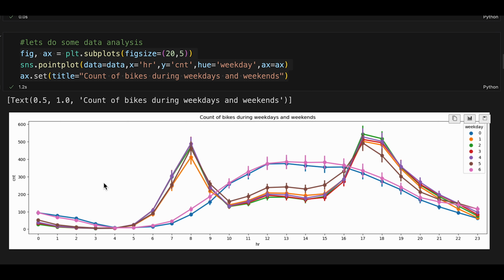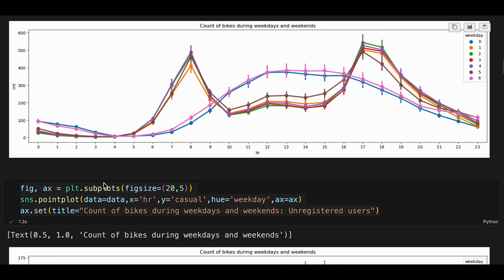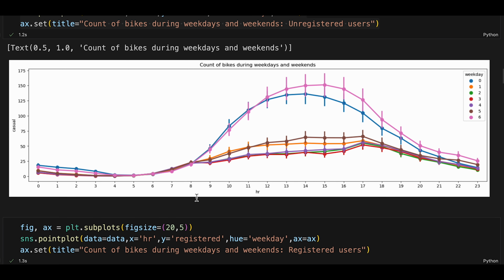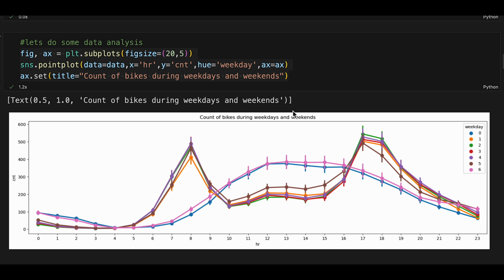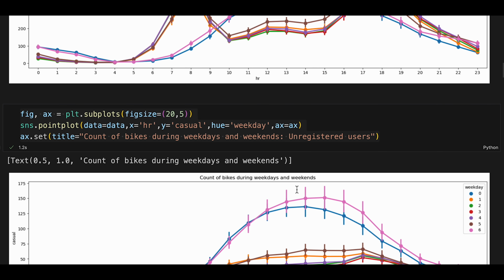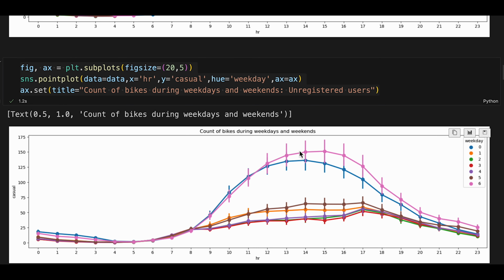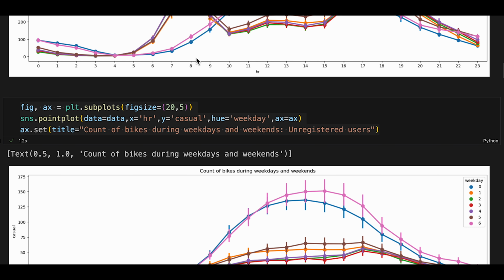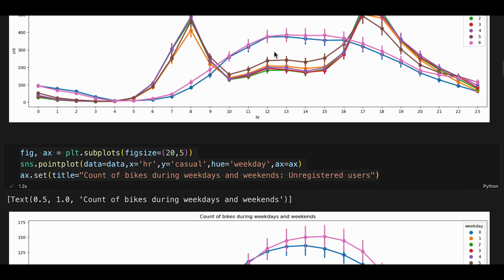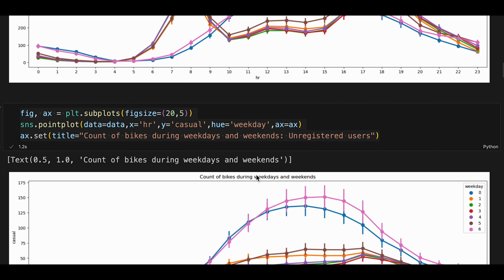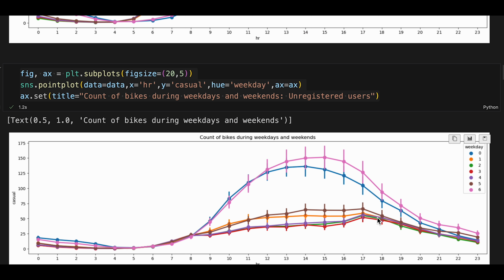Now with respect to casual and registered also, let's see how the graph is looking. First, let's take casual users. If you observe the casual users, the corresponding graph is looking like this. These two lines, pink and blue, correspond to weekends, that is Saturday and Sunday. On Saturday and Sunday, the graph is almost the same, or slightly higher over here. So it is maintained in the same way.